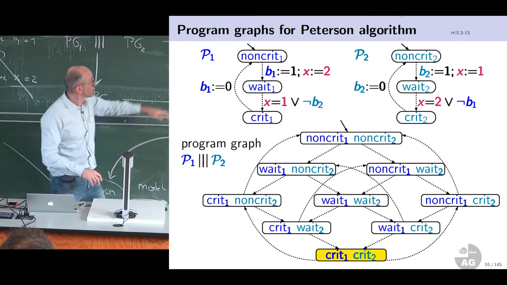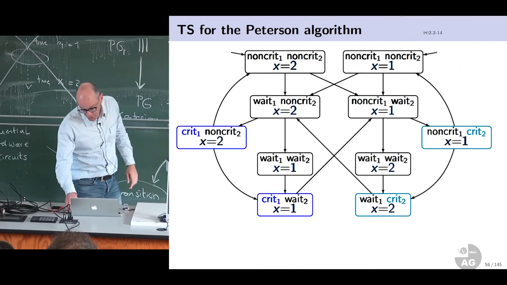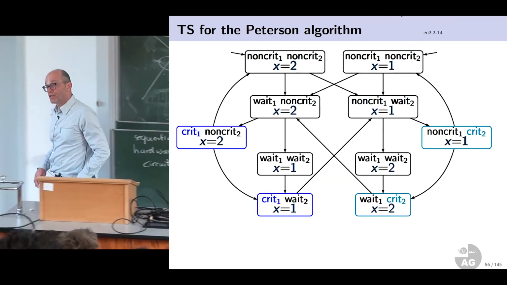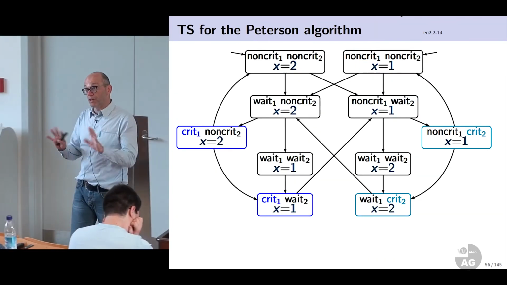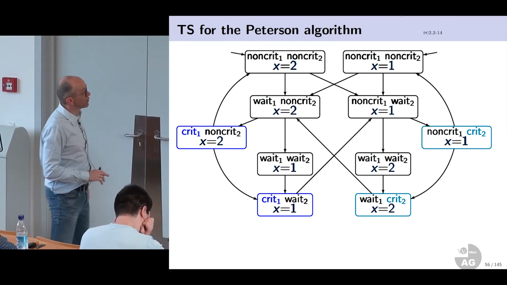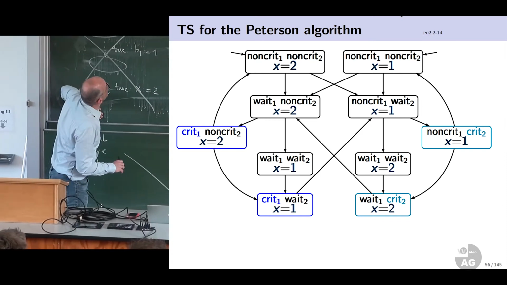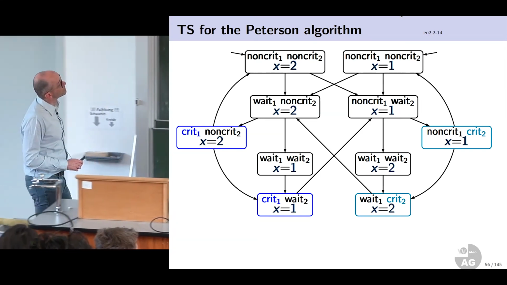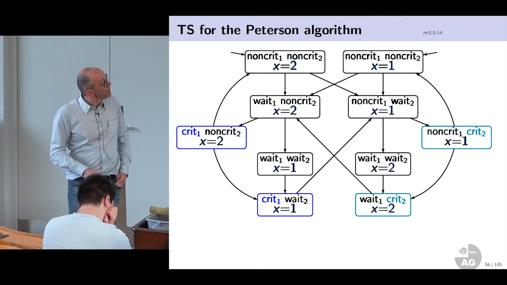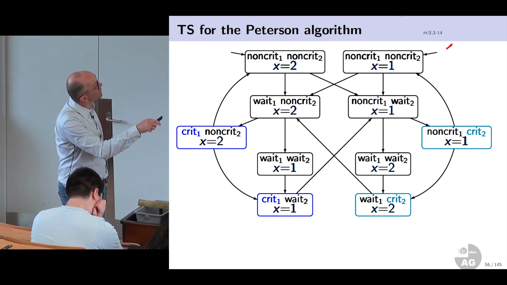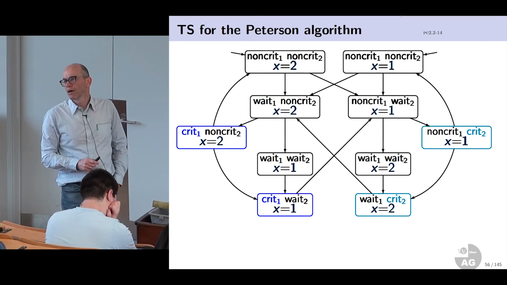Now we're going to look at the transition system, and this transition system looks as follows. This is the reachable fragment of the transition system. There are more states, but they are not reachable, therefore not indicated. So here you see the transition system of Peterson's algorithm. First, what you see is there are two initial states. How is that possible?